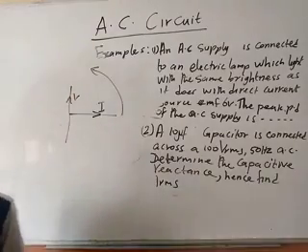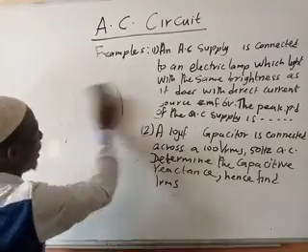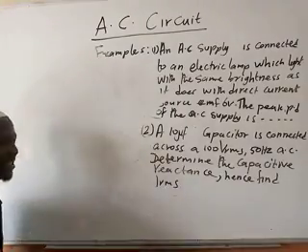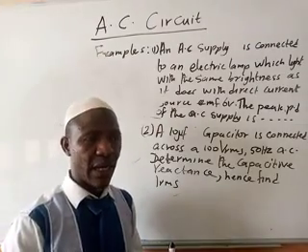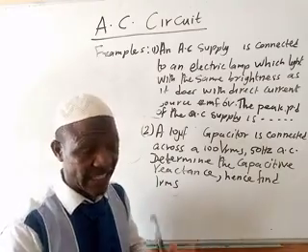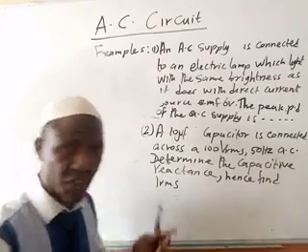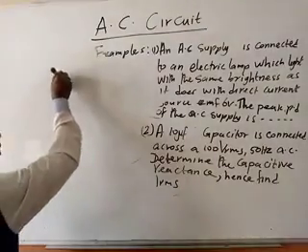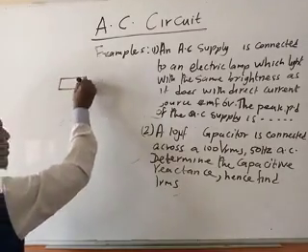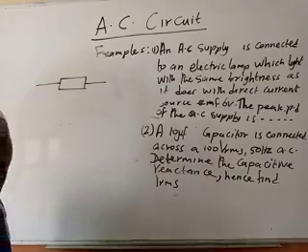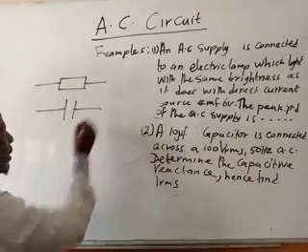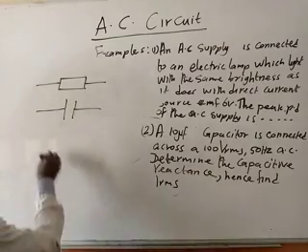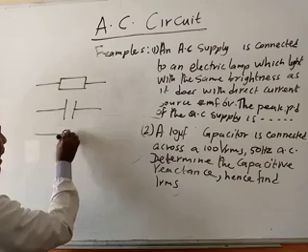Now, in that circuit, we said we have three devices there. We have the resistor, which we all know the symbol for is this. Then we have the capacitor, which we are familiar with before. Then we have the inductor. The inductor is like a coil.